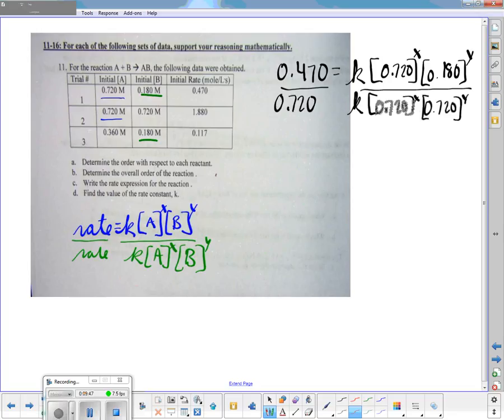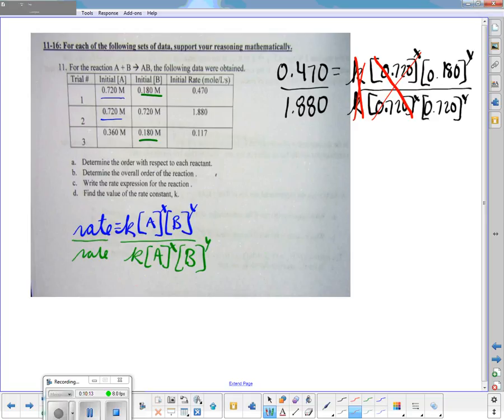Sorry, this part right here should be 1.880. I looked at the wrong place. Now at this point, I can cancel out the things that are the same. The k's will be the same, so they're gone. This will be the same, so it's gone. Okay, so I'm taking you through it. This is how you would want to write it on the AP exam so they can see what you're doing.